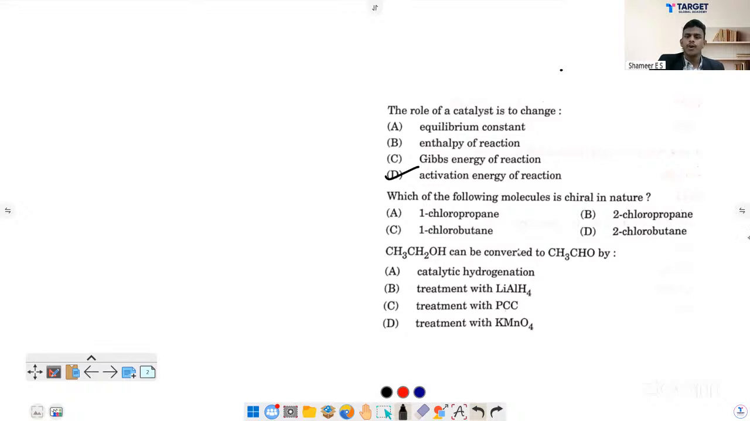Second, which of the following molecules is chiral in nature? What do you mean by chiral? Chiral means four different groups are attached. When you draw the structure, you can see the answer is 2-chlorobutane. In 2-chlorobutane, the second carbon is a chiral carbon.